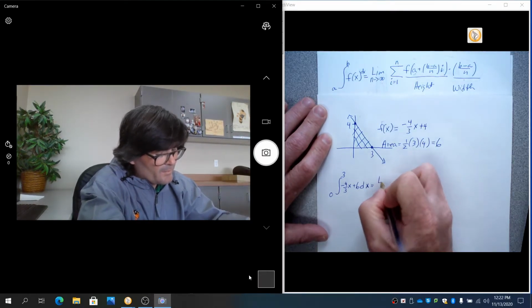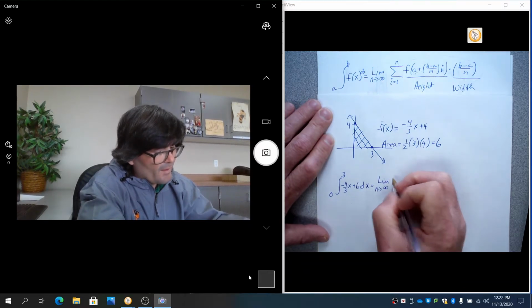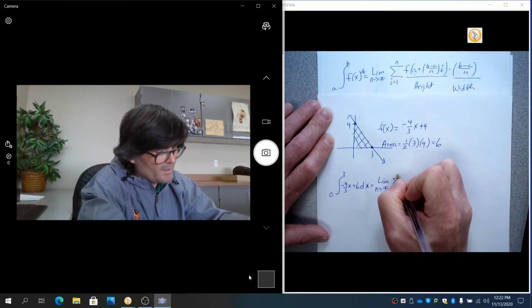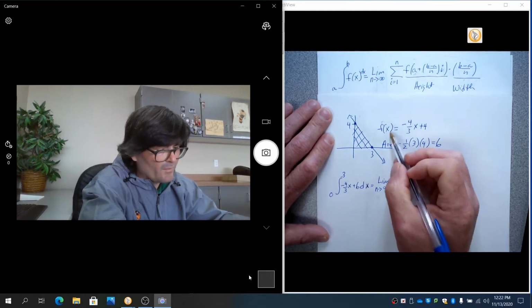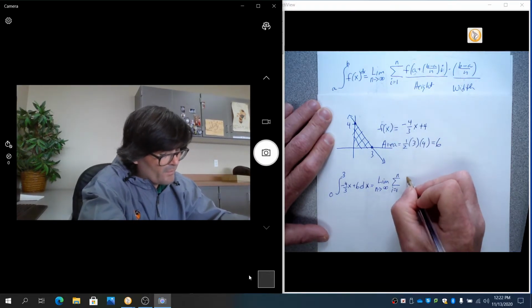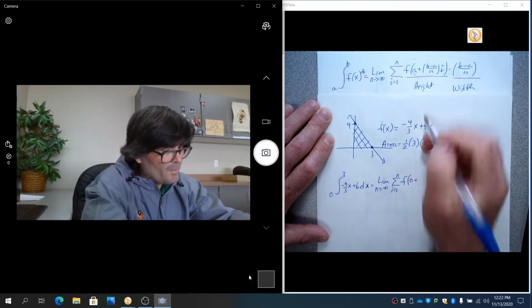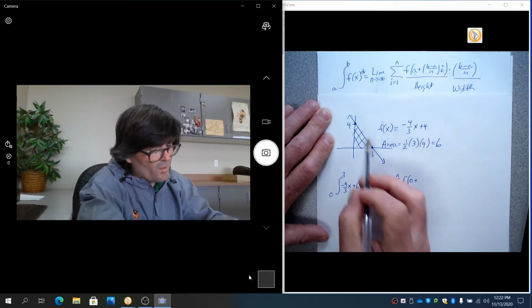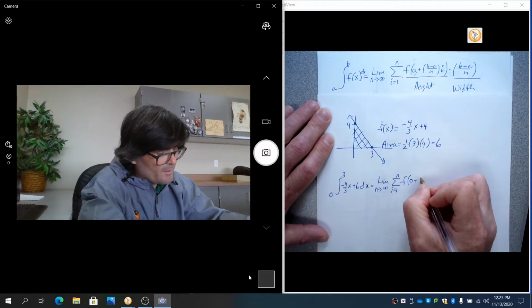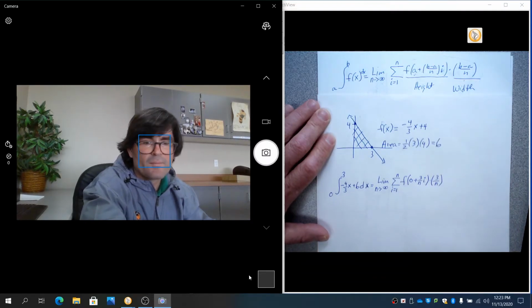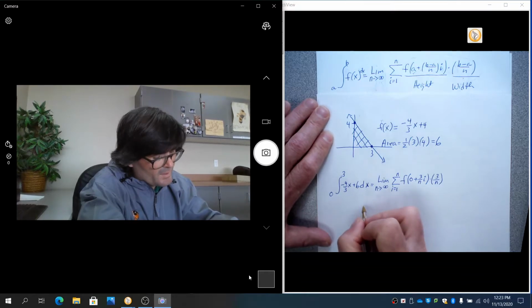And this is going to be the limit as n goes to infinity. And we have sigma as i goes from 1 to n, just like we've got right there. And we're going to have f. a happens to be 0. (b minus a) over n is 3 minus 0, so 3 over n times i. And then the width, (b minus a) over n, is 3 over n. So we're going to continue to simplify this.